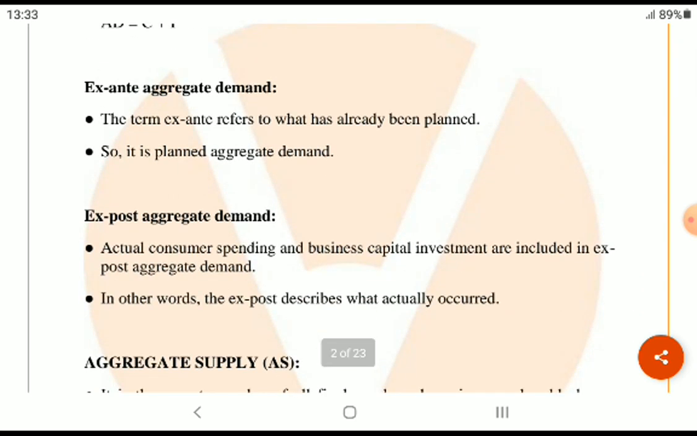Next is ex ante aggregate demand. The term ex ante refers to what has already been planned, so it is planned aggregate demand. Next, ex post aggregate demand. Actual consumer spending and business capital investment are included in ex post aggregate demand. In other words, ex post describes what actually occurred.